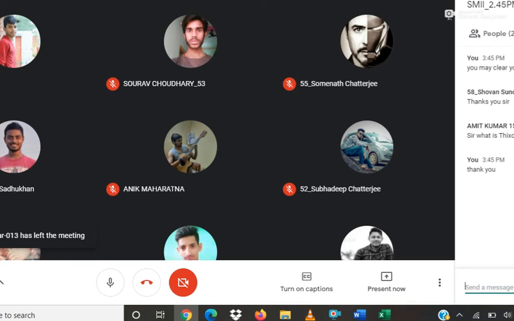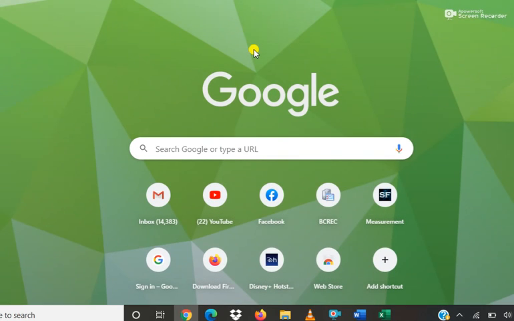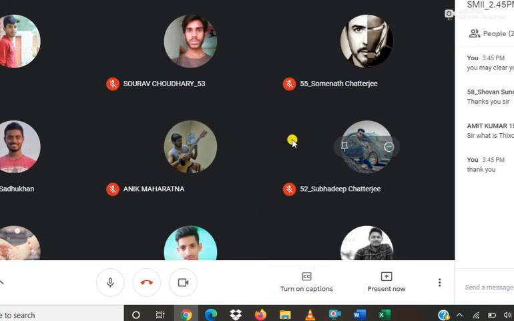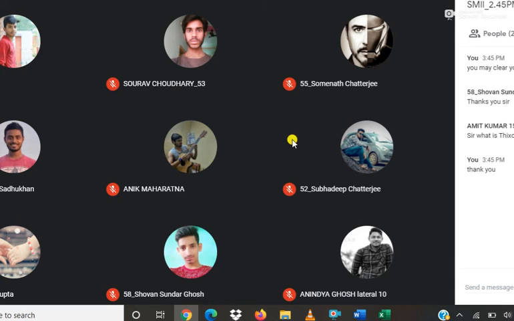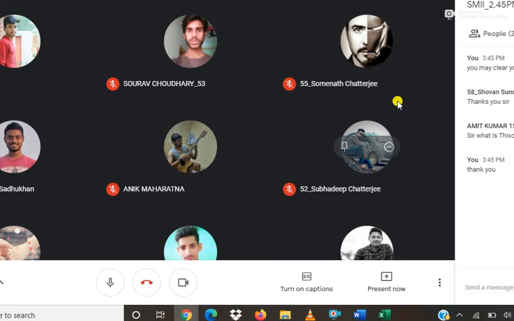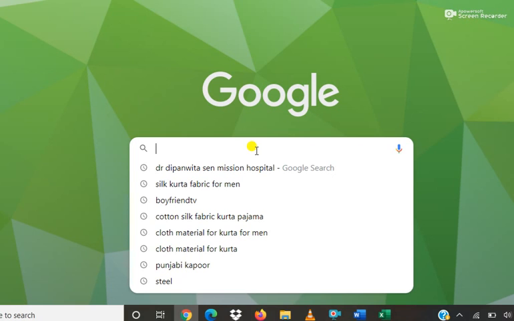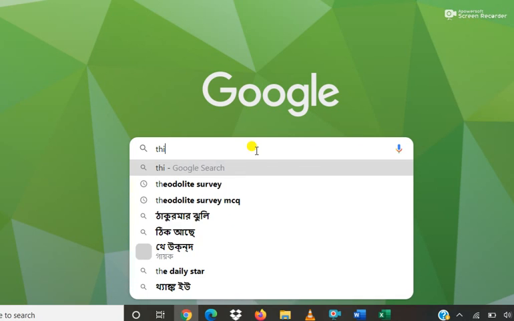Someone is asking about thixotropy. Okay, about thixotropy. Actually, thixotropy is nothing but the regaining of soil strength. That is, when some soil is remolded after taking from the field, then after some time some strength of the soil will be regained by the soil itself. That property of soil is actually thixotropy.